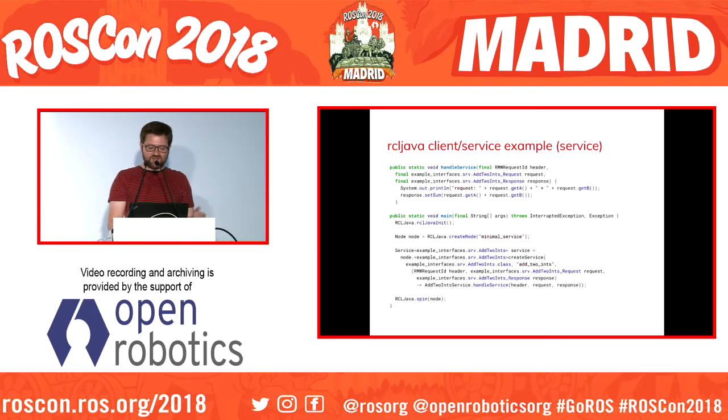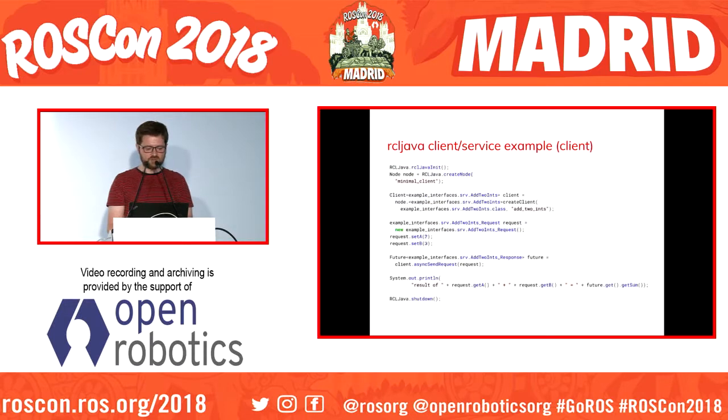And now for the clients and the services. Like with previous examples, we initialize ROS2. This is the service. We create a node. We create the service, which has a callback here, and we spin.